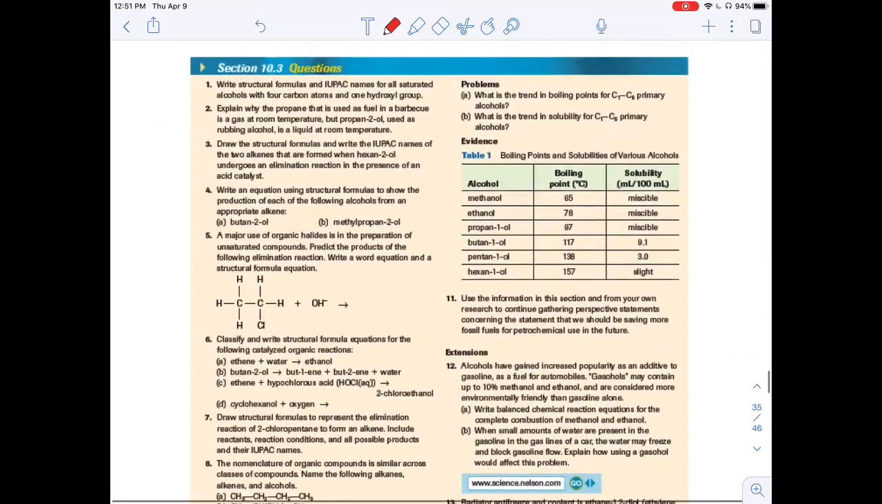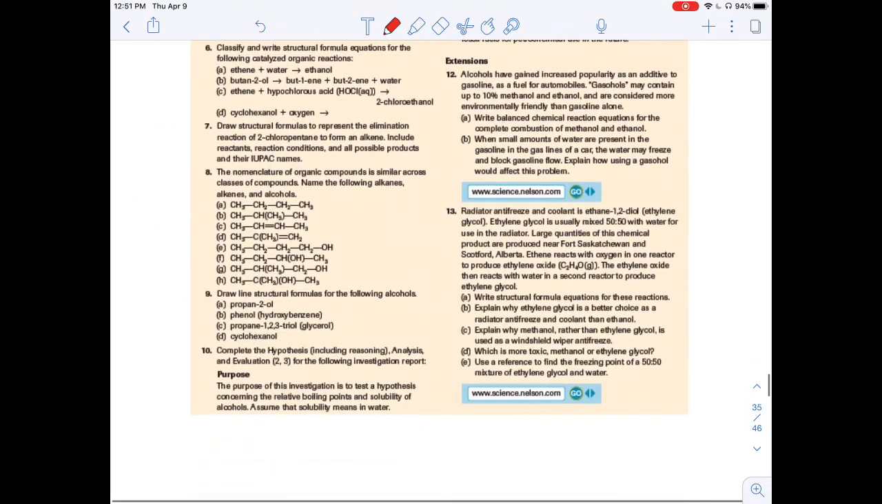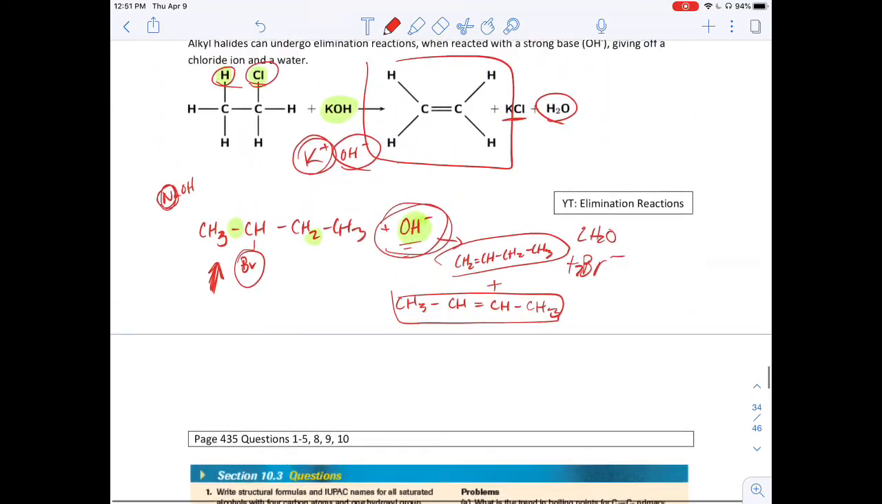There are several questions for practice in here related to these topics. Please make sure you complete those questions.